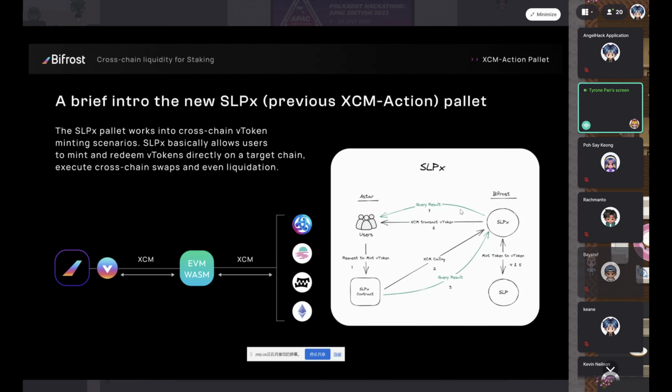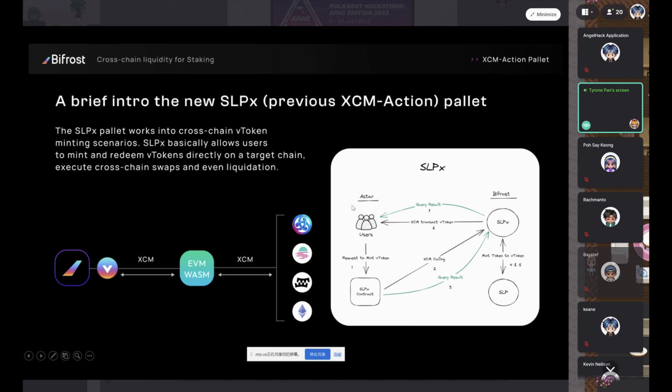All right. So this is the main topic, a brief intro to the new pallet we name SLPX, previously named XCM-Action pallet. This is a pallet that uses the XCM to interact with Astar and Moonbeam right now. Here's a workflow of how it works.